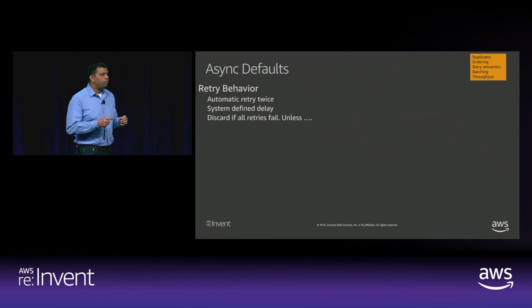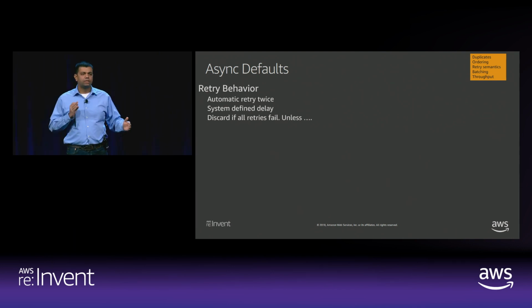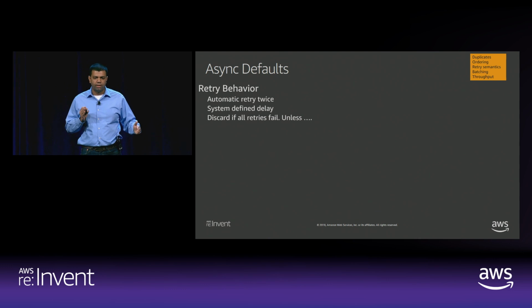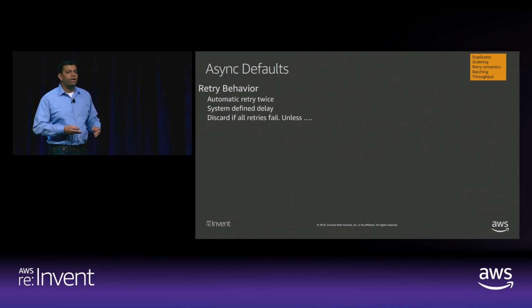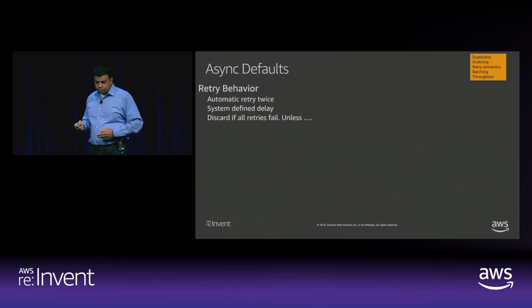So basically, whenever Lambda is invoked in an asynchronous mode, the system automatically retries twice if your application fails to process that event. And it does it automatically with a system-defined delay. And so essentially, it tries the first time and then 2 other times. And if all 3 tries fail, then the event is discarded from Lambda.